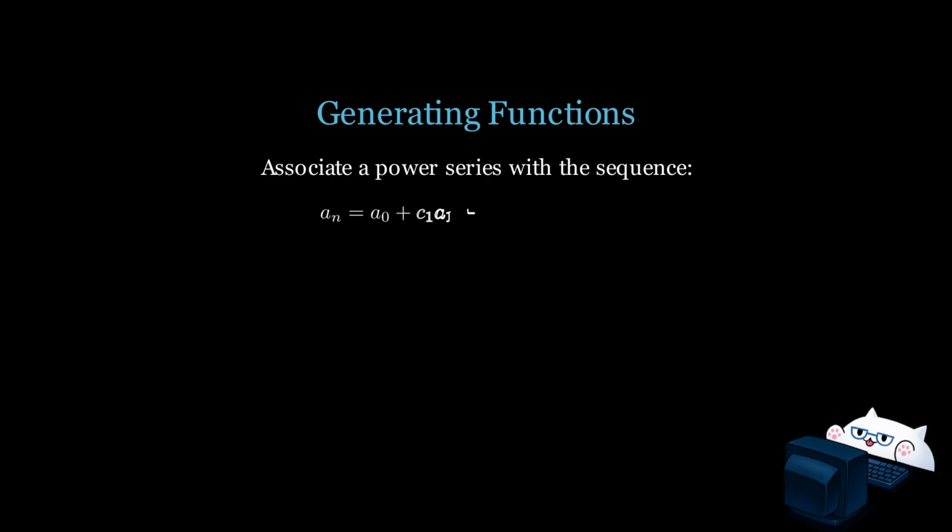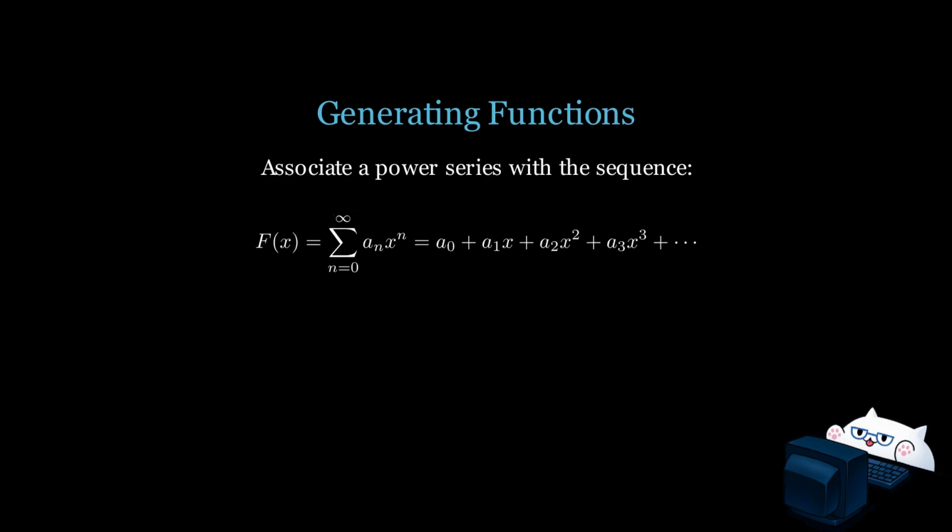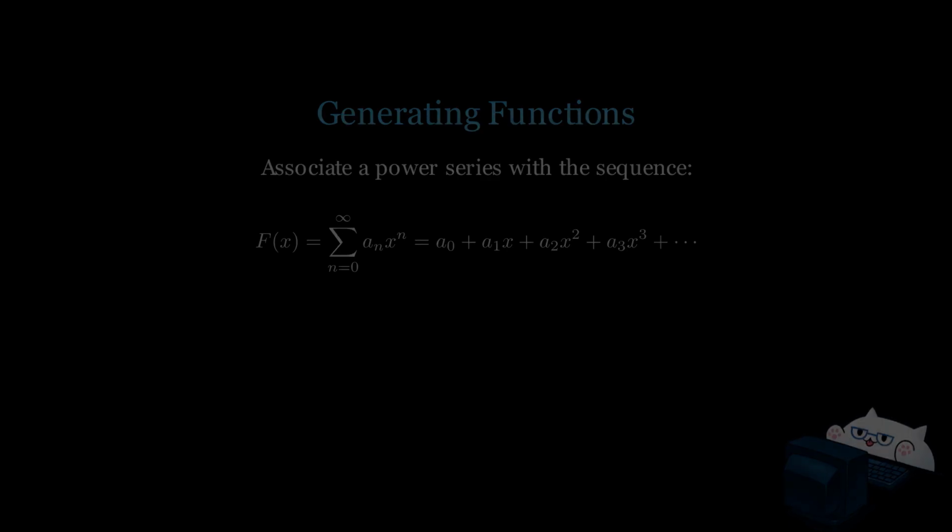Starting from any recurrent sequence, we can associate a power series, f of x, to our system by mapping the coefficients kn to our general term, resulting in this formal series. This polynomial f of x is the sequence's generating function.